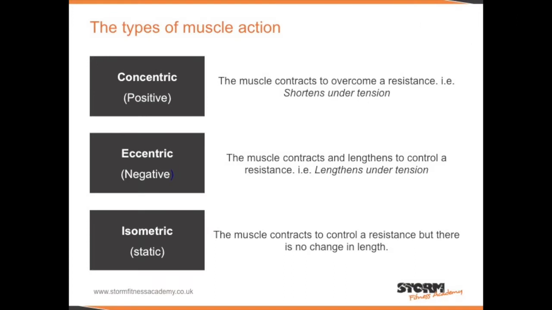There are different types of muscle action. Concentric, also known as positive, is where the muscle contracts to overcome a resistance. For example, when raising the bar during a bicep curl. Eccentric, also known as negative, is where the muscle contracts and lengthens to control the resistance. For example, when lowering the bar during a bicep curl. Isometric is where the muscle contracts to control the resistance but there is no change in length. For example, during a bicep curl, pausing at 90 degrees, holding the bar with no movement.